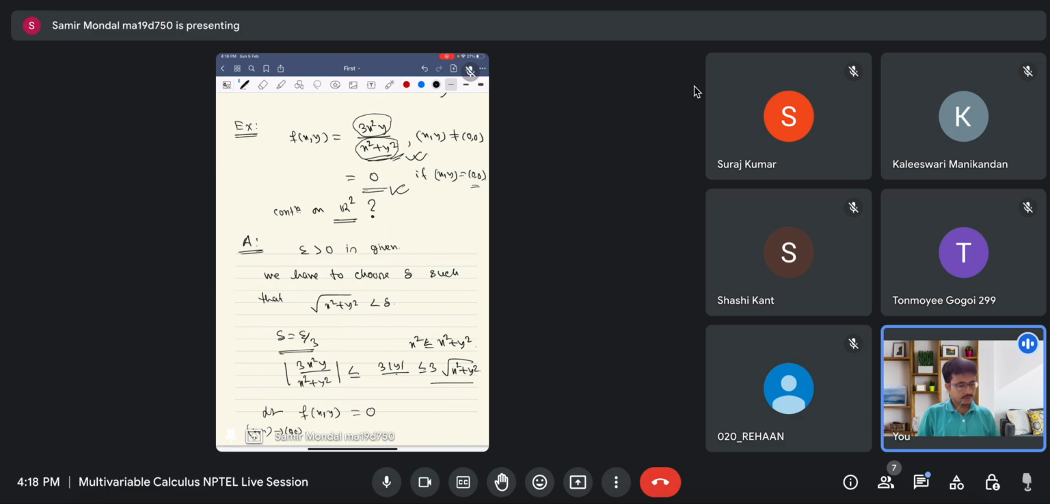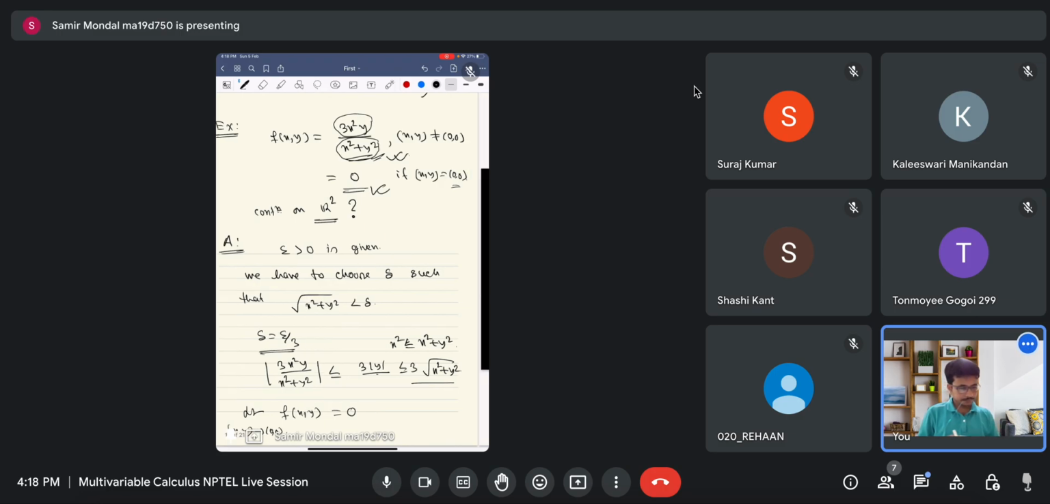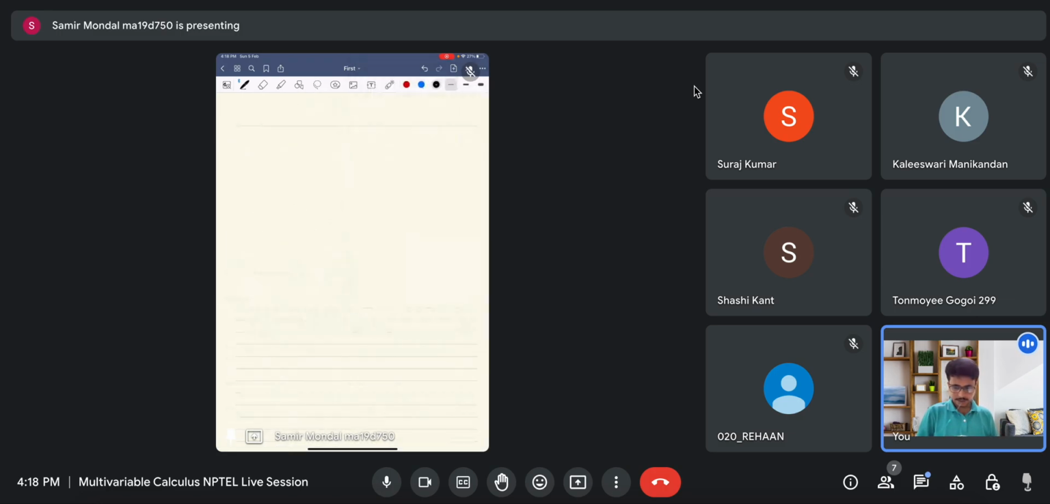I will discuss one last example, then we will stop our discussion for today. I will not help you, you have to do it on your own. The function is xy times (x square minus y square) divided by (x square plus y square) whenever this quantity is non-zero, and 0 otherwise. Please tell me, is it continuous or not?